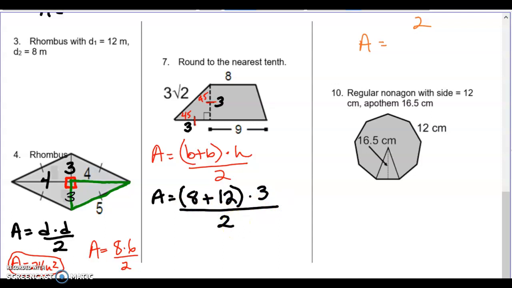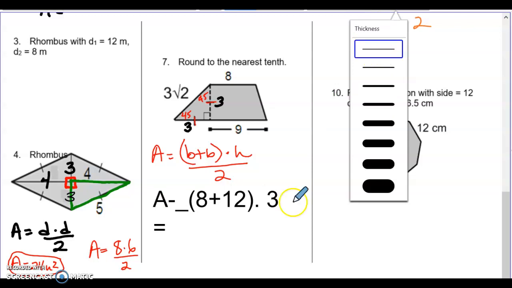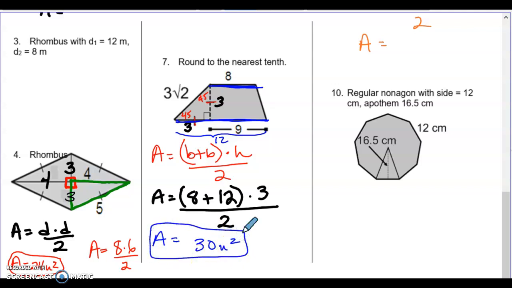So again here, this base here would be 12. The 3 and the 9 make 12. The bases are always the parallel pieces, so those 2 blue pieces are my parallel pieces. And then the height here would be 3. So adding those together, 8 plus 12 is 20. 20 times 3 is 60, divided by 2, so 30 units squared. Okay. All right, on to the next one.